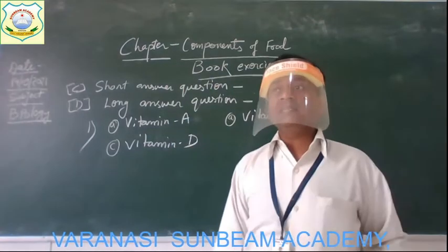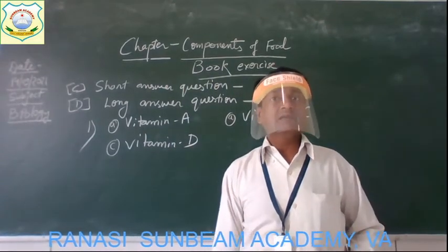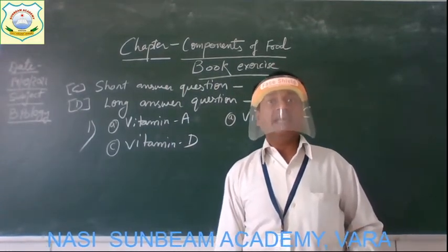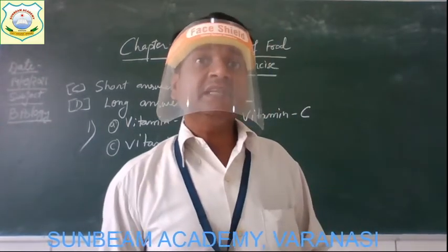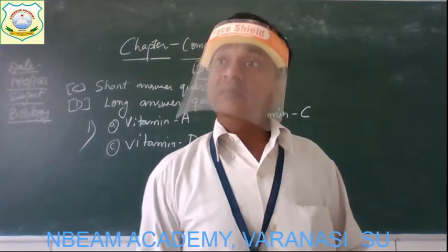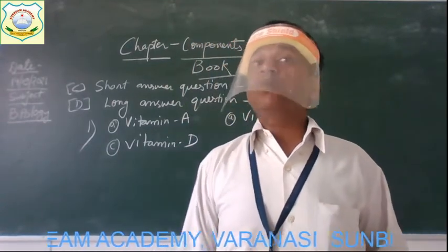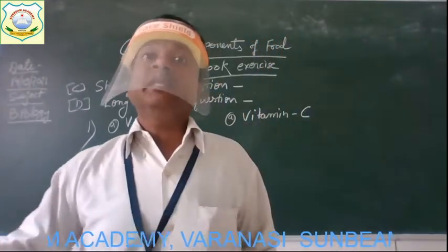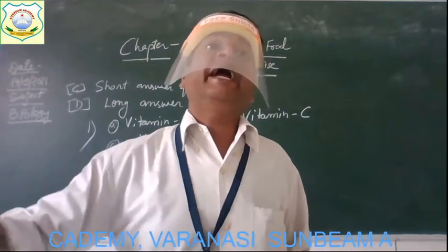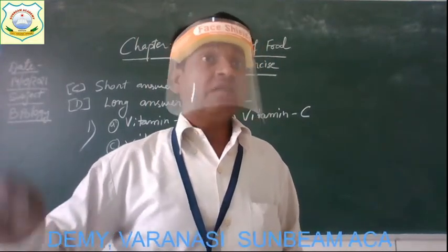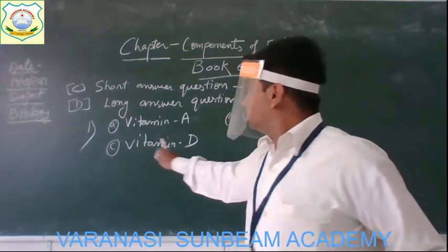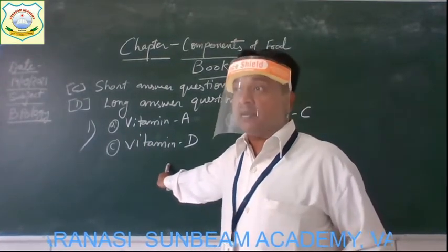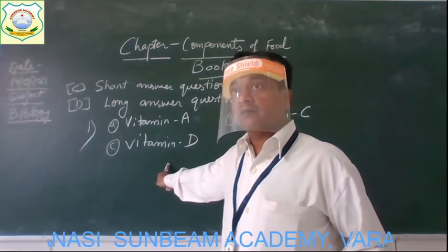Why is this vitamin important for our body? Yes, because this vitamin protects our body from certain diseases like rickets. Yes, in which what happens? The bones of the body get soft and easily get bent. Okay, that is why, to make our bones strong, vitamin D is important. Clear?